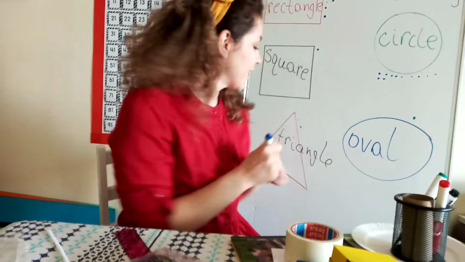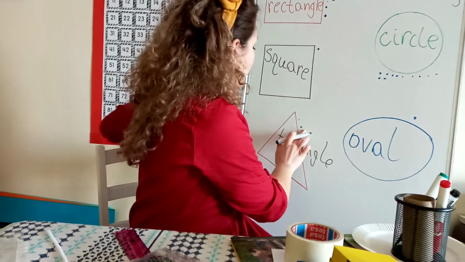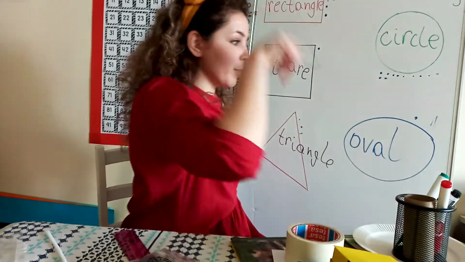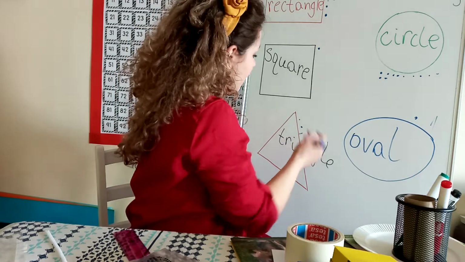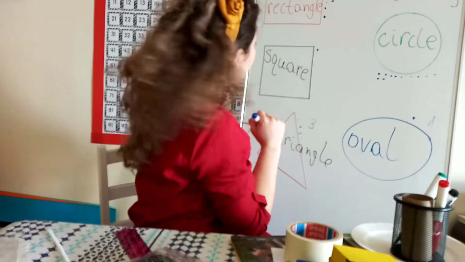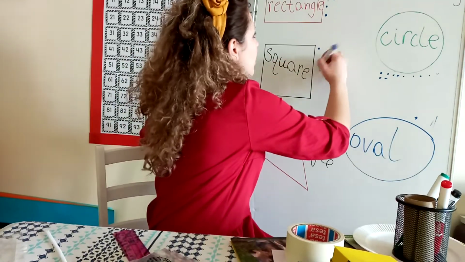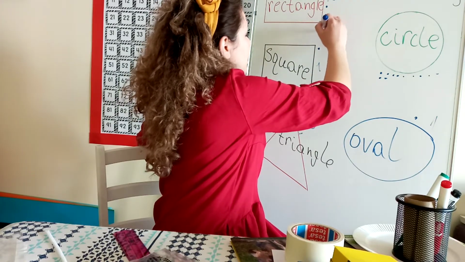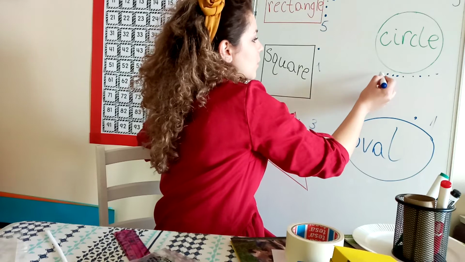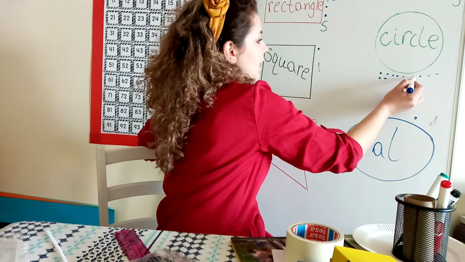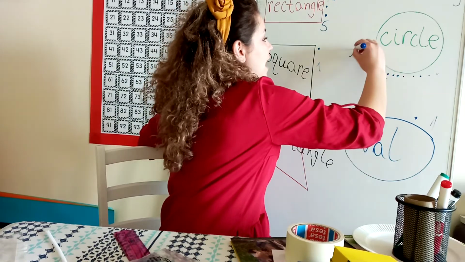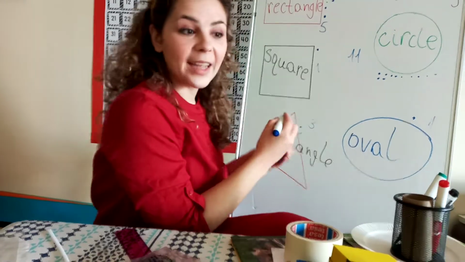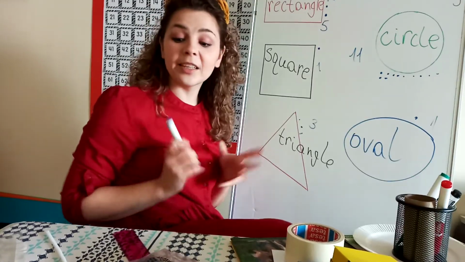Okay, so let's see what we have. Oval, just one shape of oval, balloon. Triangle, 3, but I made 2 of those. Square, only one thing. Rectangles, 1, 2, 3, 4, 5. 5 rectangles, and circles are 1, 2, 3, 4, 5, 6, 7, 8, 9, 10, 11. 11 objects where at least one side is shaped as a circle.